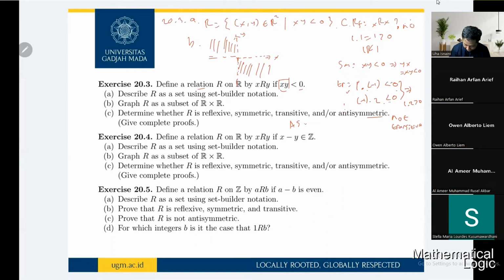For example, 1 times negative 2 is less than 0, and negative 2 times 1 is less than 0. But here we don't have 1 equal to negative 2. So it is not anti-symmetric. Okay, so hopefully that's clear also. And I think we can continue with the next one.